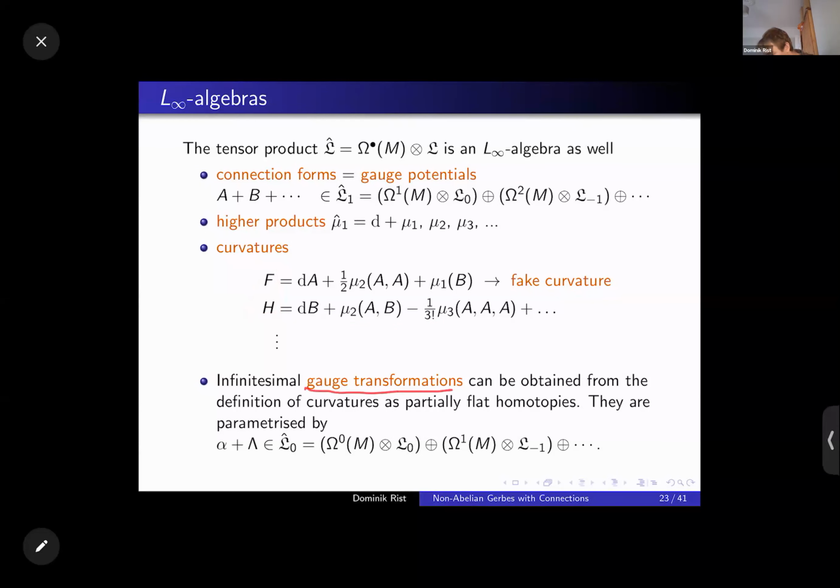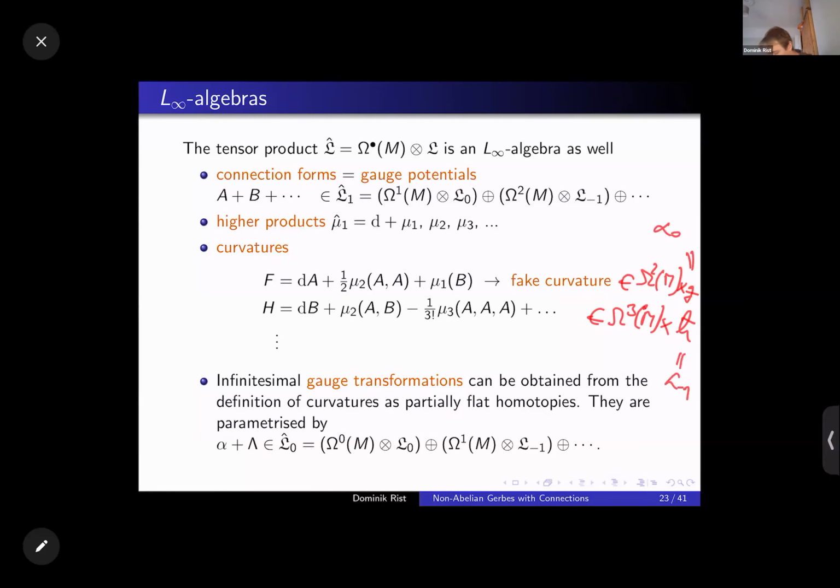Again, doing this exercise for degree 0 elements gives you gauge transformations. And it turns out that these formulas uniquely fix for you the gauge transformations. That is because infinitesimal gauge transformations can be understood as partially flat homotopies. That just means that, let's say you have the curvatures, I said this is a 2-form living on space M valued in G. This is a 3-form on space M valued in H, where G is L0 and H is L-1.